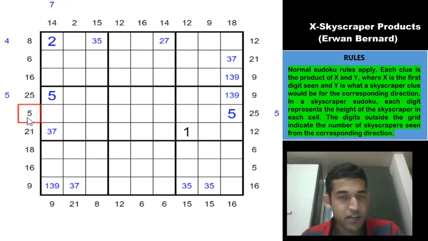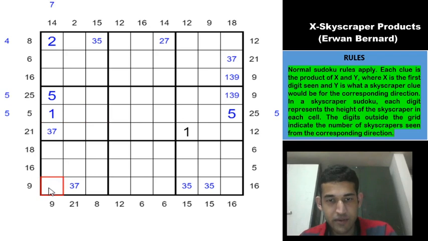Okay, 5. 5 can only be 1 multiplied by 5. But you have a 5 here, so which means this cannot be a 5. So this has to be a 1 and the outside skyscraper clue must be 5. So which means that when you look from this direction, you will see 5 buildings, right? So a 1 is here, which means that this must be a 3, 9.